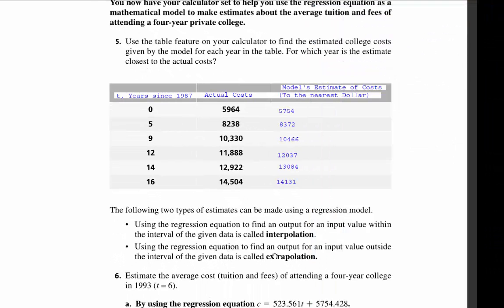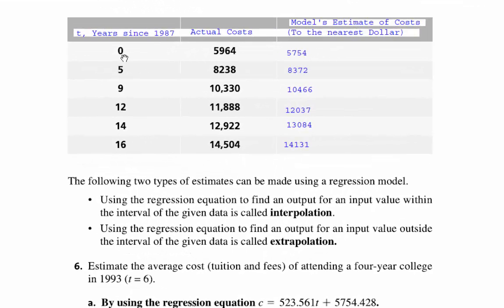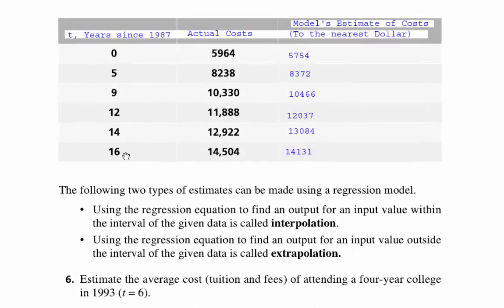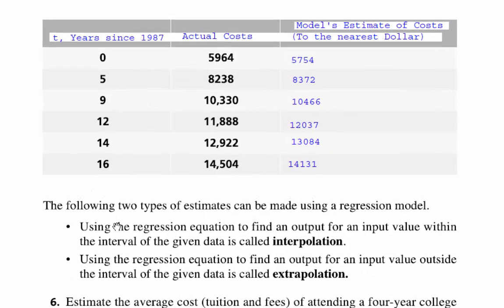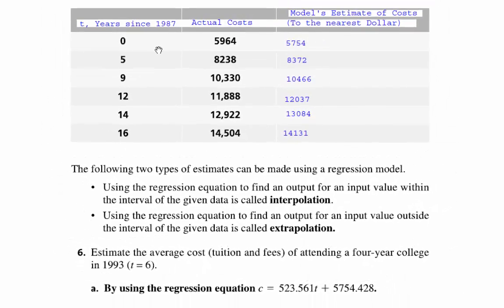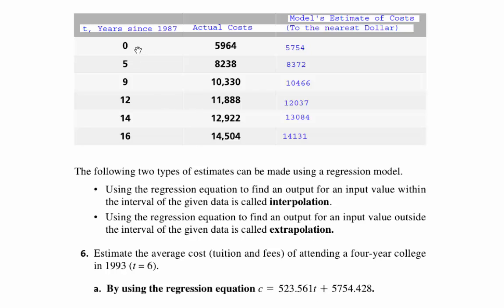There is something to note here. The book talks about interpolation versus extrapolation. So any data that's contained between the 0 and 16 would be an example of interpolation. Right? It says, using the regression equation to find an output value for an input value within the interval of given data is called interpolation. So again, if I were to go back to my regression equation, remember, t represents the input. So if I put in an input anywhere from 0 to 16, the output that I get would be an example of interpolation because it's in between my given data.